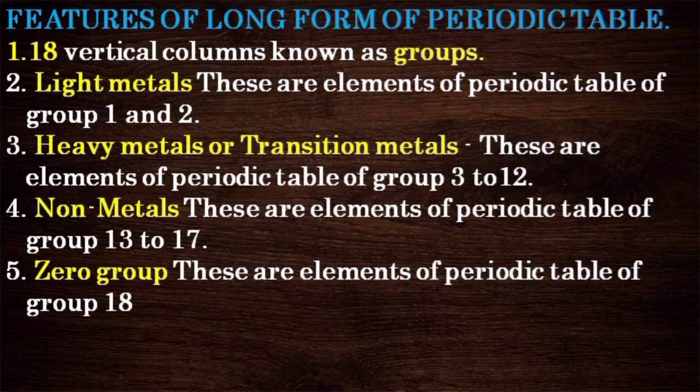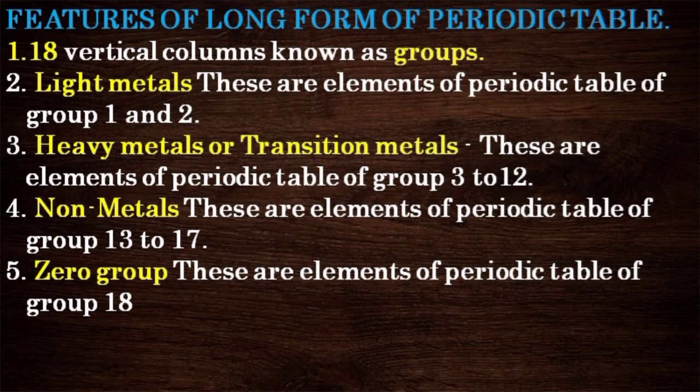Now let's understand the 18 vertical columns known as groups and understand its features. So features of the long form of the periodic table. Light metals, that is, these are the elements of periodic table under the group 1 to 2. That means light metals are placed under the group 1 to 2. Now heavy metals, they are also known as transition metals, and these metals are arranged in the group 3 to 12. That means 3, 4, 5, 6, 7, 8, 9, 10, 11, 12. All if you see, you will be having heavy metal or the transition metals.